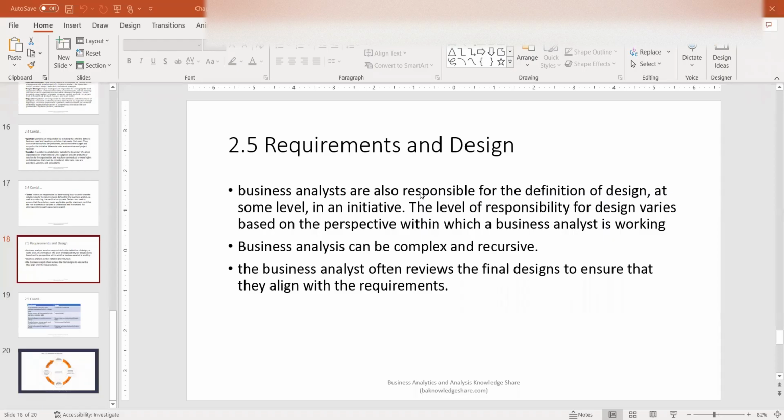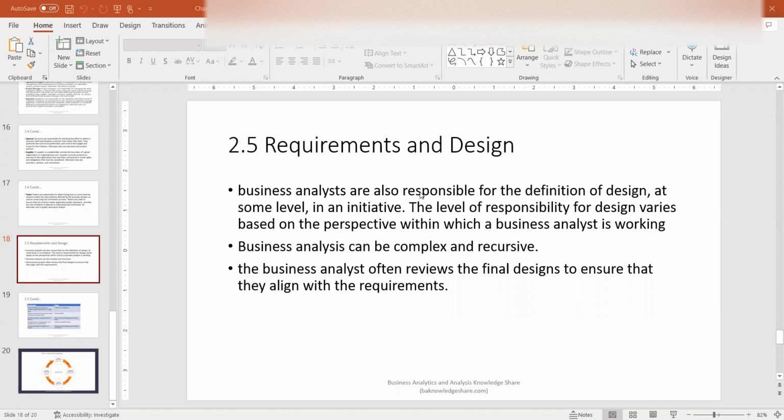So, requirements and design is basically section 2.5 of the BABOK guide. Business analysts are responsible for the definition of design at some level in an initiative. The level of responsibility for design varies based on the perspective within which a business analyst is working. So remember, in Chapter 1, when we mentioned perspective, there were different kinds of perspective, one of them being business intelligence. There were others as well. So you've got to look at it within the perspective of what it is talking about.